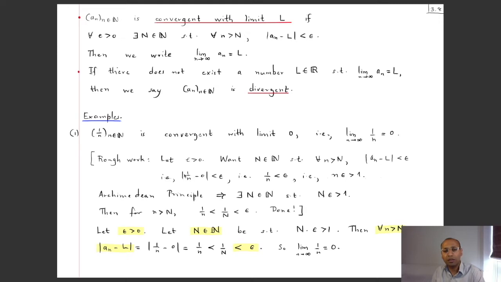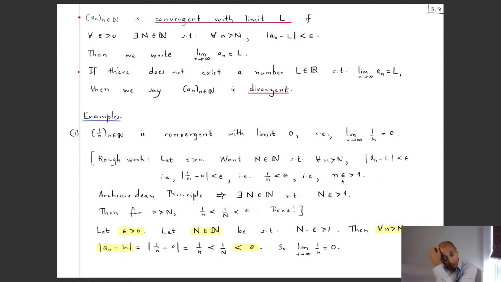But this is a positive number. You have 1 by n. Mod of that is 1 by n. So what we want is 1 by n is less than epsilon. In other words, n epsilon should be bigger than 1. So the question is, given an epsilon, how do I choose a capital N such that for every little n bigger than N, n epsilon is bigger than 1?